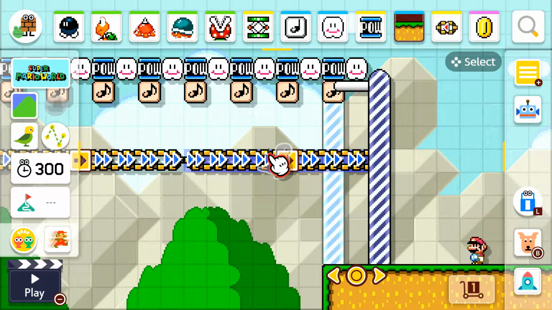I'm going to bring up one level real quick. This is a basic level just to show you how this sort of effect works. The power blocks are going to land on red note blocks, and each time they're going to make a tone. Each item has a different tone. Most people already know this, but the tempo, that is the speed at which you make the music, is controlled by the speed that the screen scrolls.